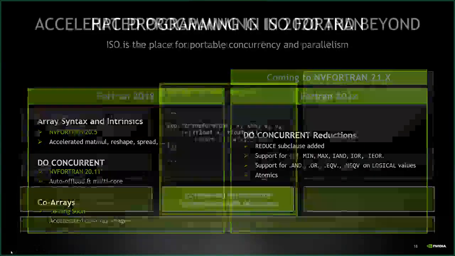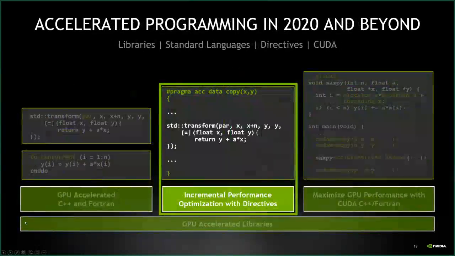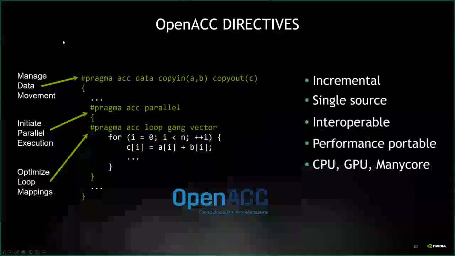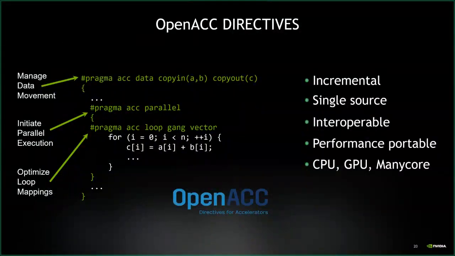All right, let's talk a little bit about directives. So I mentioned earlier today that OpenACC has been the vehicle for directive support for accelerated systems for a number of years now. So I'm going to start by talking a little bit about OpenACC. I don't know how familiar anybody is, so I apologize for the 101 if it's too high level, and then I'll move on from it very quickly, I promise. But the idea here is, OpenACC directives are incremental, single source, interoperable. They are performance portable. They support, in our compiler toolchain, CPU, GPU, in addition to many core support on that CPU.